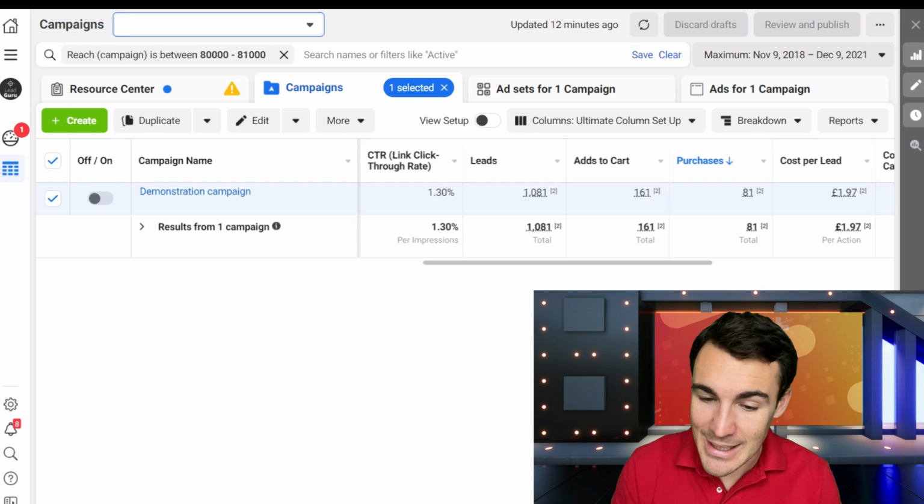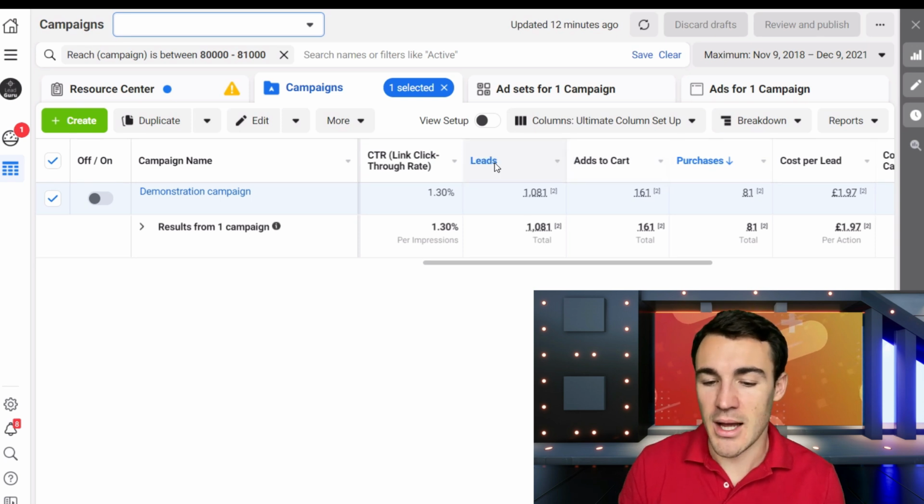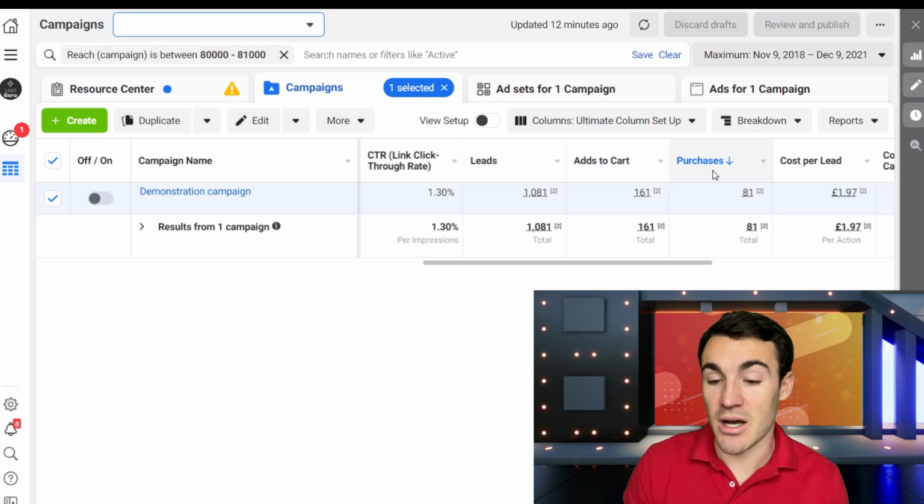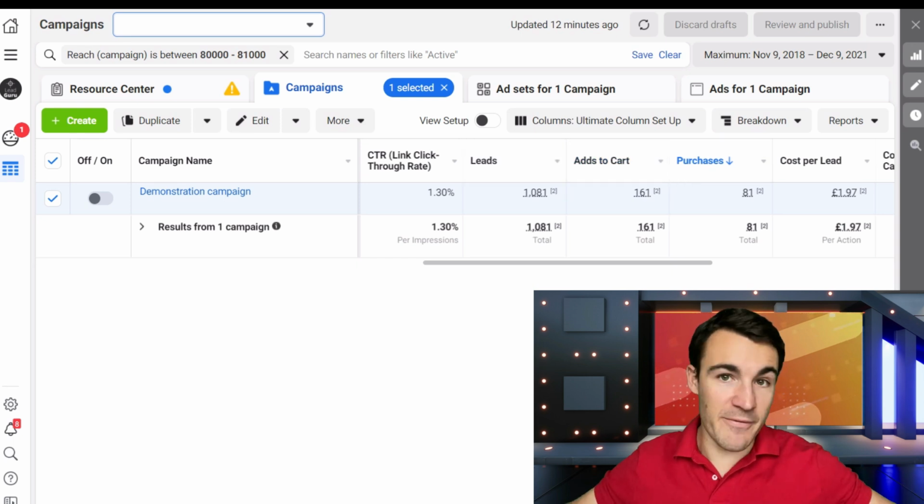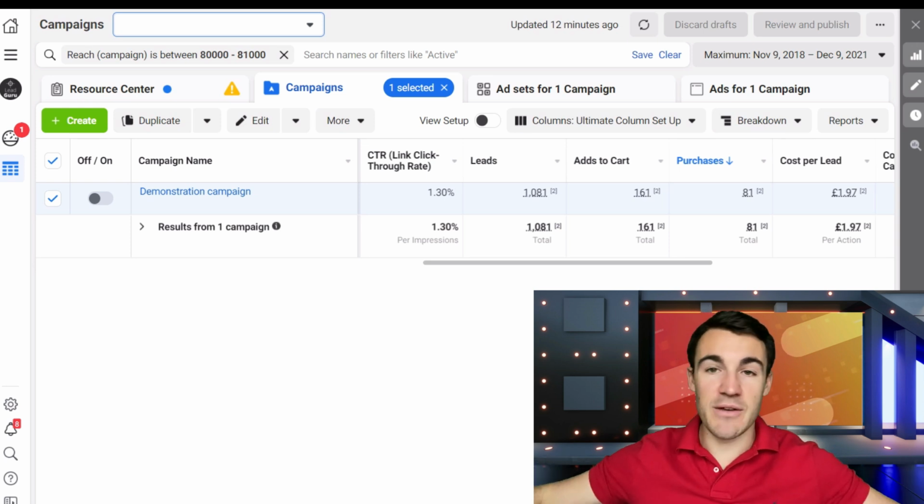Then we've typically got 3 conversion events that we're tracking here: leads, add to cart, purchases. Now, this may be different for your business. So it's absolutely fine if that's the case.